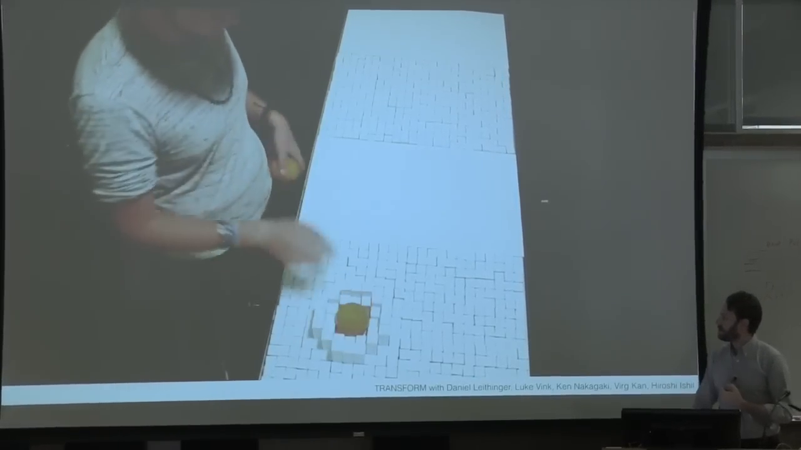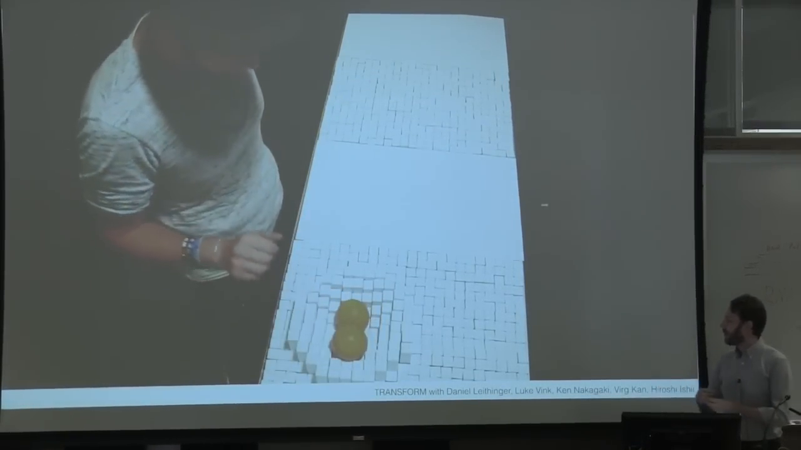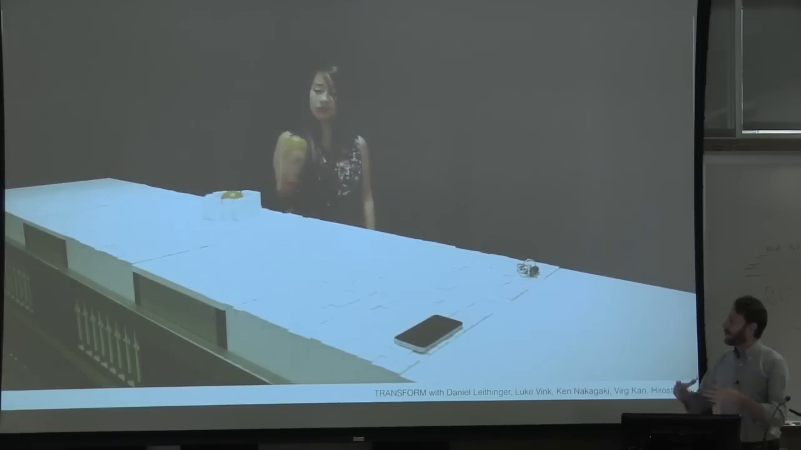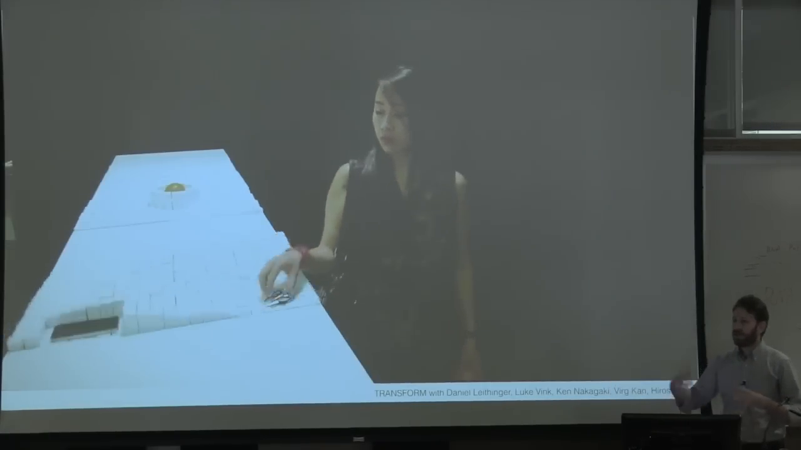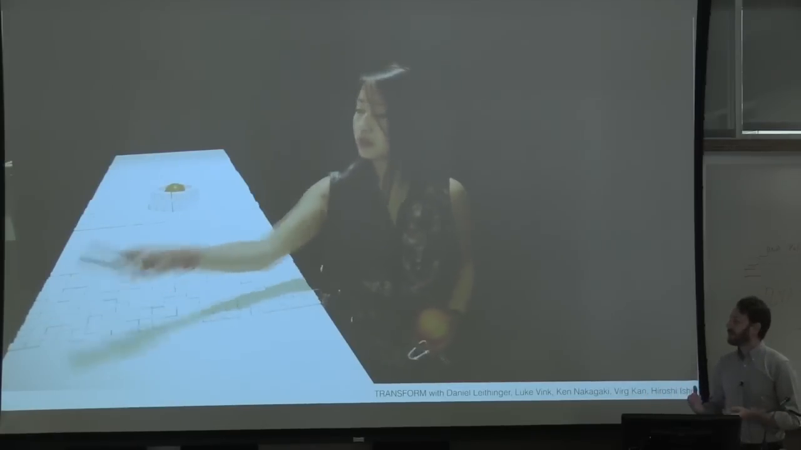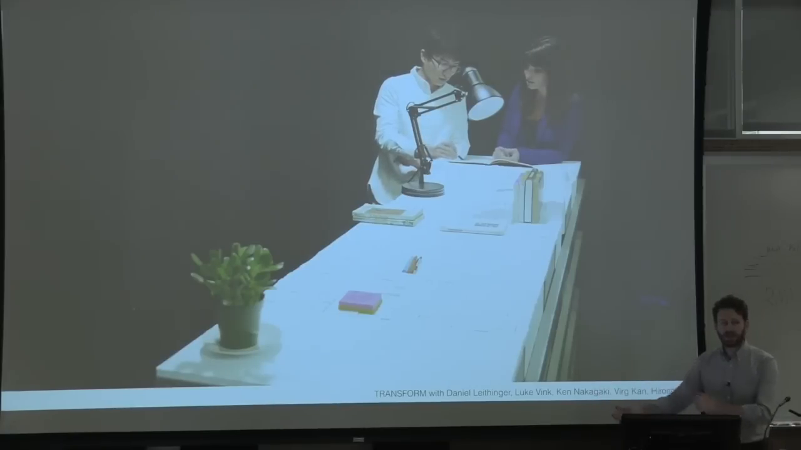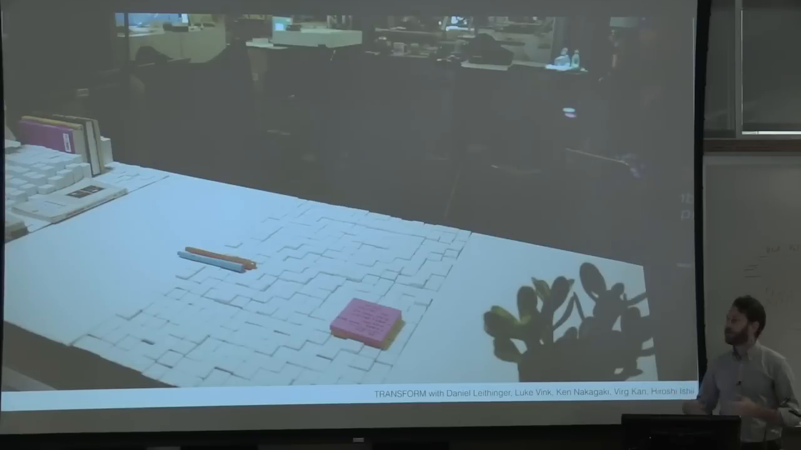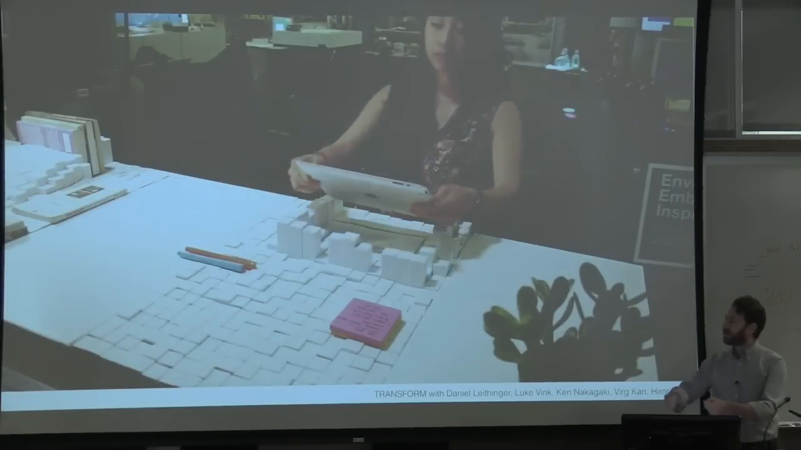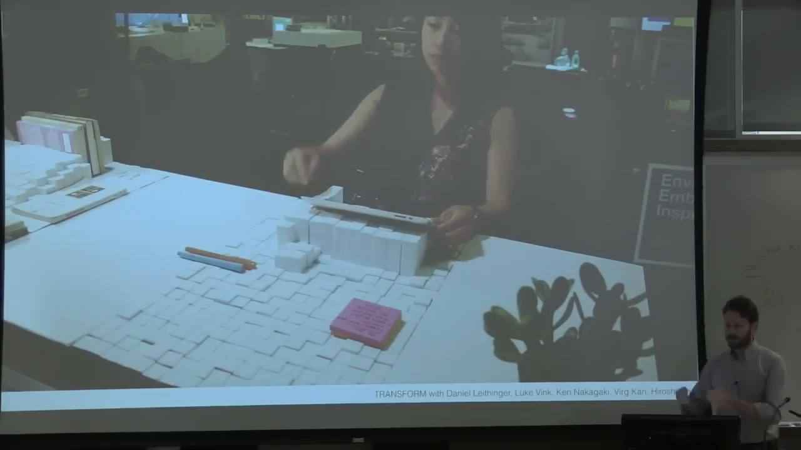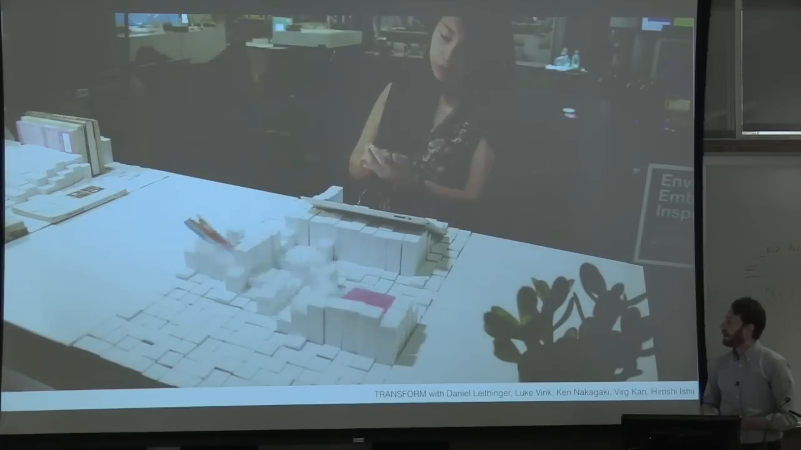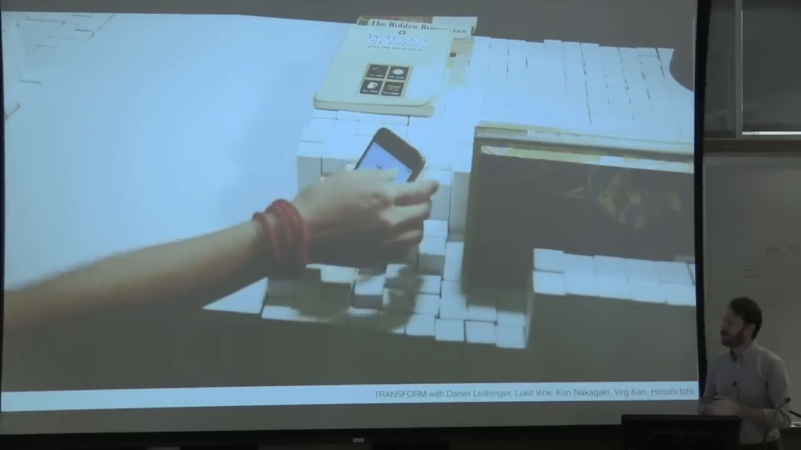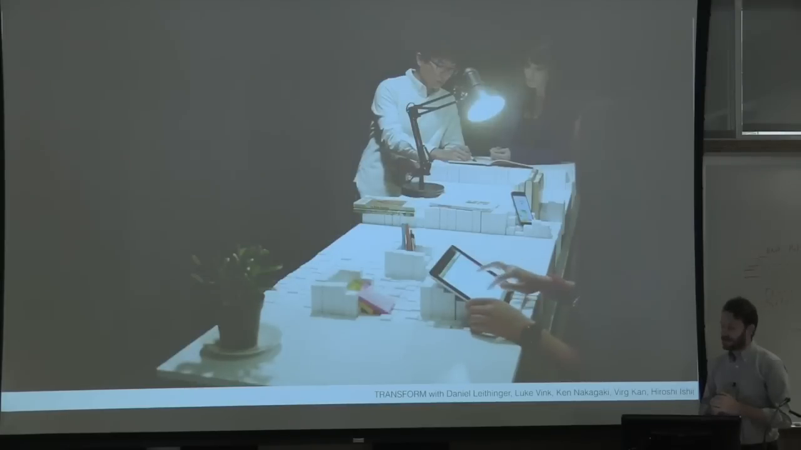So this was a system called Transform, which you saw some of the hardware of, but with Ludwig and Ken Nakagaki and Vergil Kahn, we thought about how we can have this transforming table that could be in our daily lives and convey information to us, but also adapt its form to fit the different ways that we might want to use it. As you bring a device over to it, it can support that device and move objects, adapting to the environment that you need it to be in.